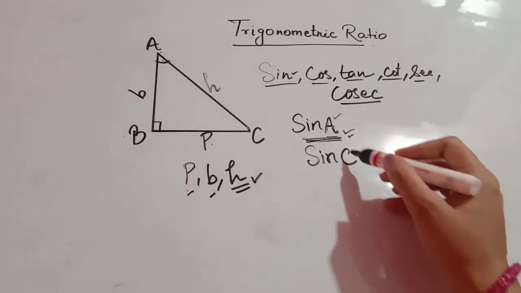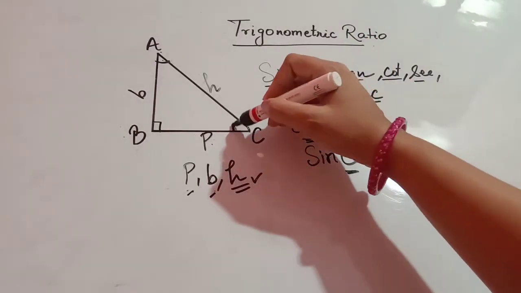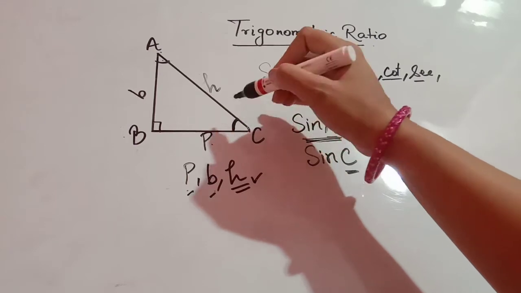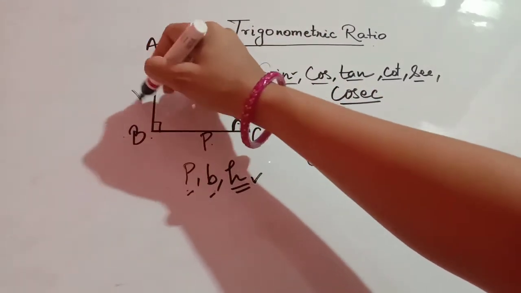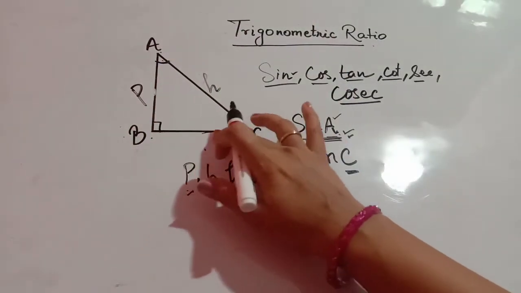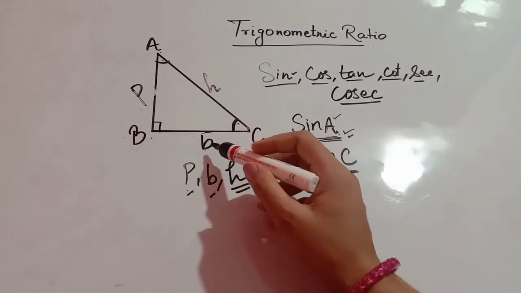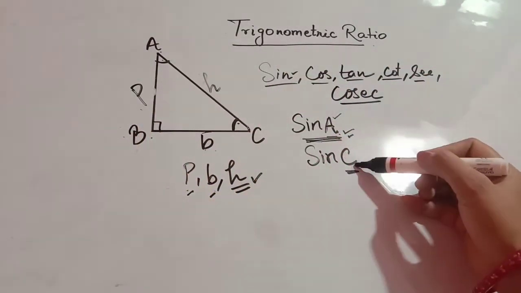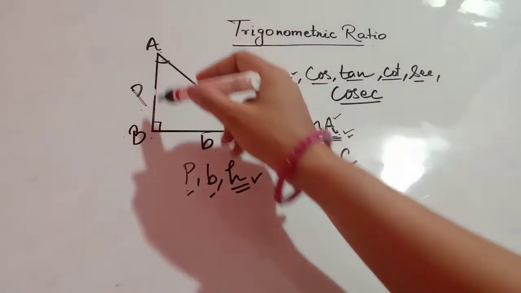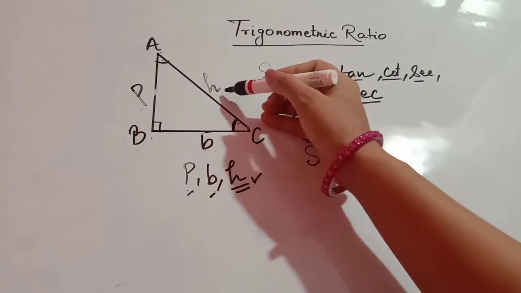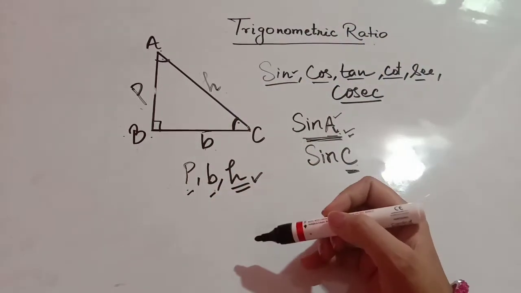Now suppose you have to find sine C. In this case you change your angle, now your angle is C. Then in front of C, the side AB will now be considered as perpendicular and this is considered as base. So we will change the perpendicular and base according to the angle. In front of the angle, the side is always perpendicular, hypotenuse is fixed in every case, and the rest one is considered as base.